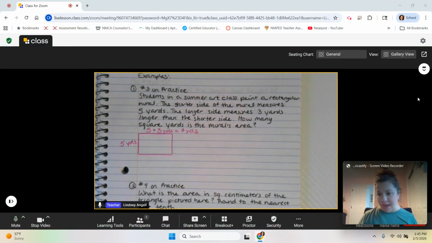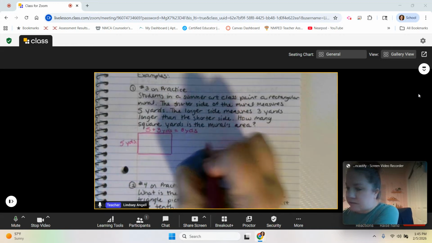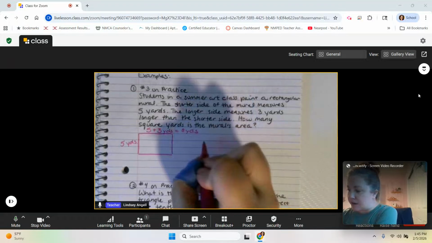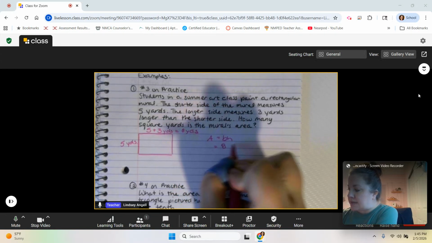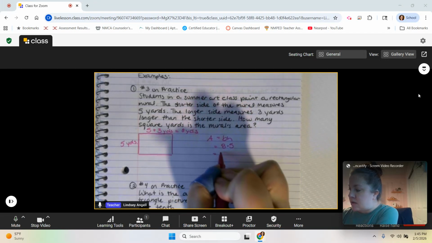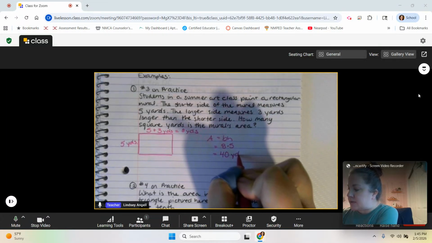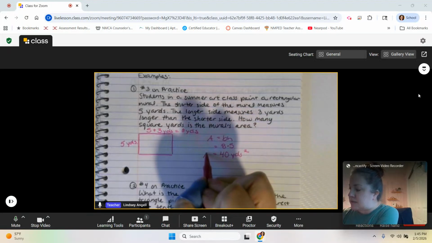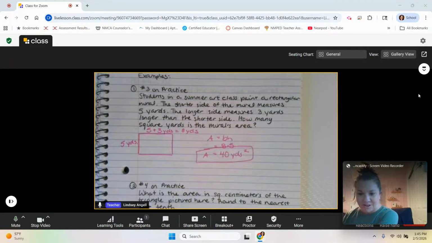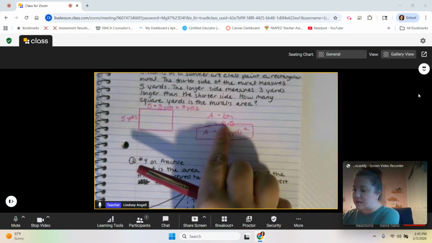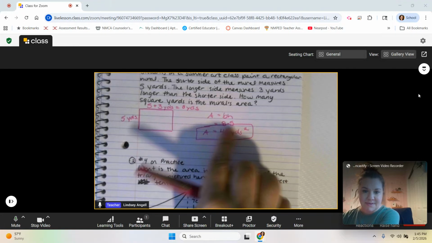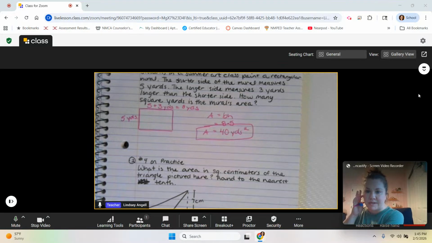Okay, so now that we know that, we can go ahead and find the area. They were kind of trying to trick us there. So area is equal to base times height, which in this case would be 8 times 5, which is 40, and our units were yards, and they should be squared. So that would be our final answer. Okay? So, there's that one. And the order of these doesn't matter. 8 times 5 is the same thing as 5 times 8. So if you put 5 times 8, no big deal. Just keep that in mind too.